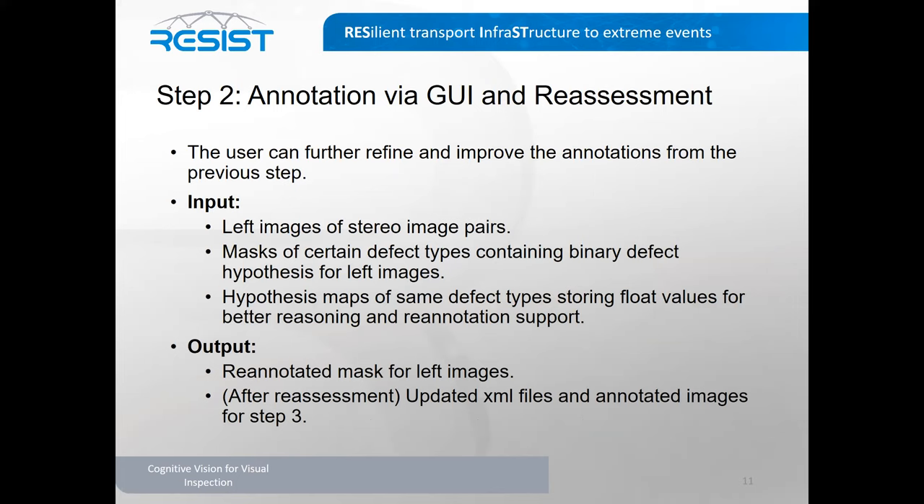Then there's an annotation tool on top of it. So after the processing step in step one, we can annotate the results by using a GUI, and you can reassess if there is a need for some fine tuning. So the main input again here is the stereo pairs, the masks from the previous stage, and the hypothesis results. And then the output is really the modified result that the user can provide. And then you can get a new XML file.